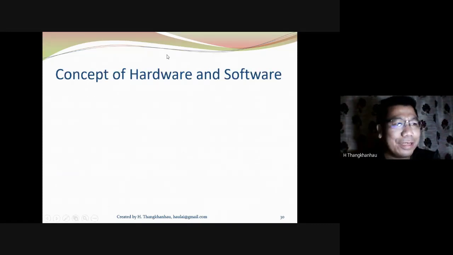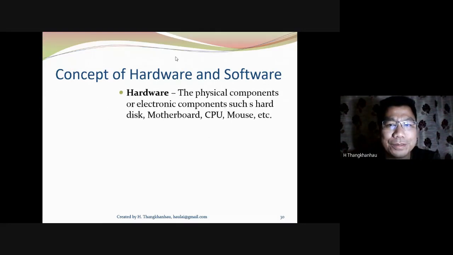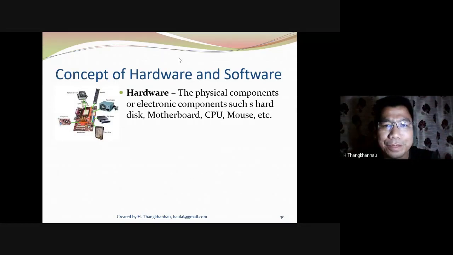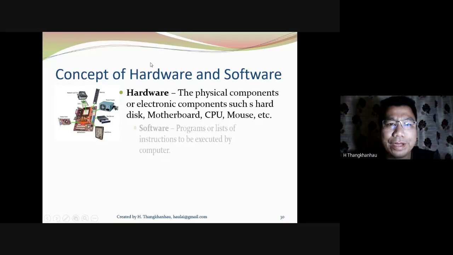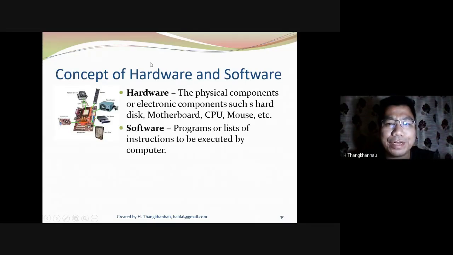All right, now let's talk about the concept of hardware and software. So I think this is not necessary for most of you, but since it is included in the syllabus, let me explain. Hardware is the physical component or the electronic components that you can touch and see. For example, hard disk, motherboard, CPU, mouse, etc. are the hardware.